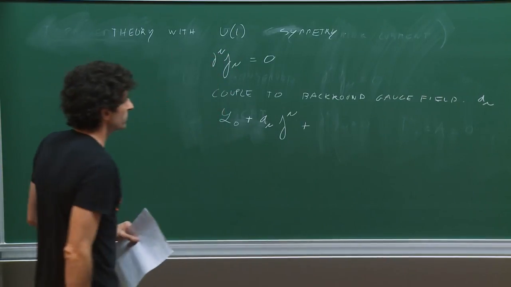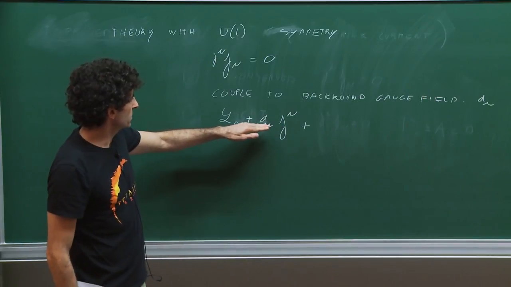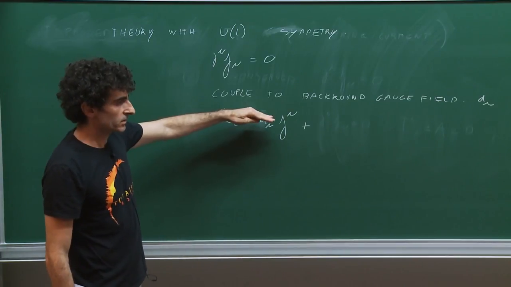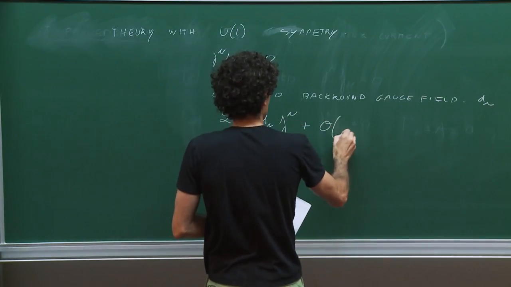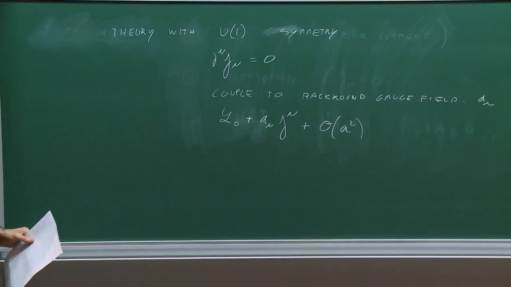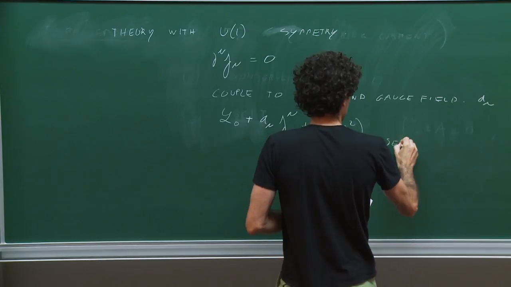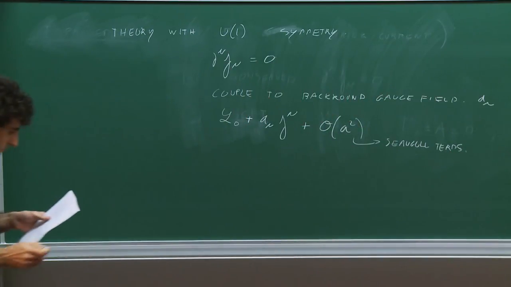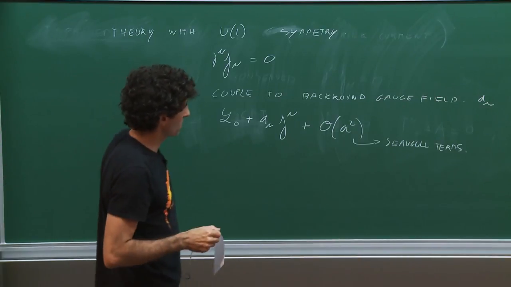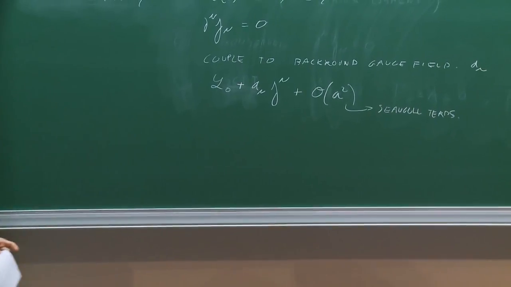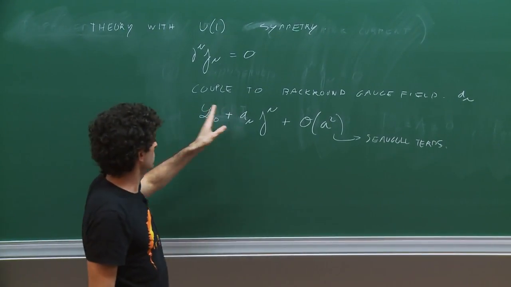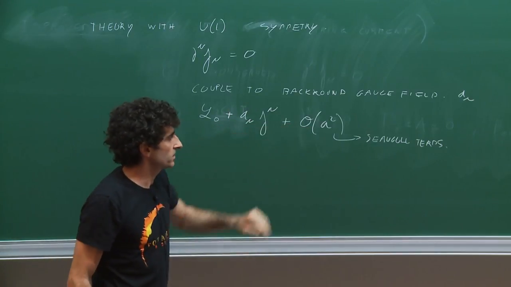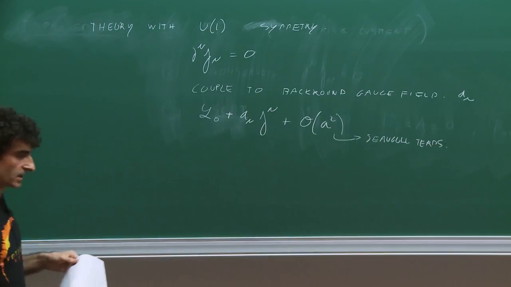But in general, this will not be enough. Up to here, this is invariant under gauge transformation of A mu because J mu is conserved. But this is true at first order. At higher order, you might have to add terms of order A squared, which are usually called seagull terms. Again, these terms are here to preserve gauge invariance. So for instance, if you do this for a theory of scalars with a U(1) symmetry, then these are the usual seagull terms in scalar QED.